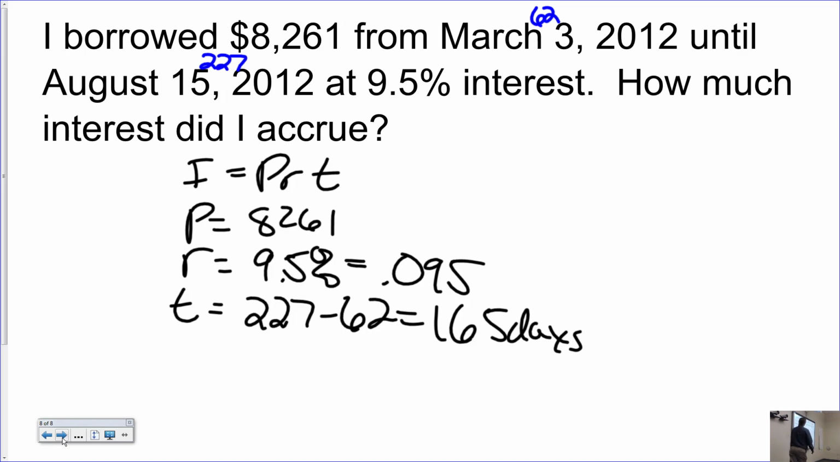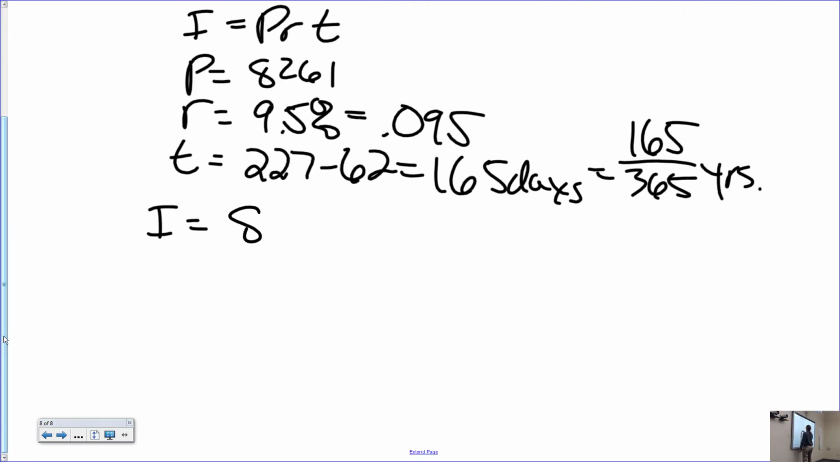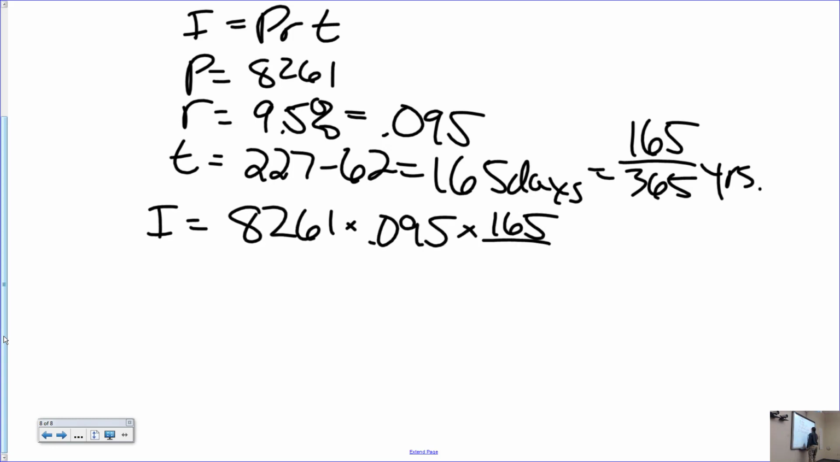How many years is that? 165 over 365. And since it doesn't say ordinary, folks, by default it's exact, right? The only time you use 360 is if you see that word ordinary. So since it's not there, 365, turn the crank. 82.61 times 0.095 times 165 365ths. How much interest do we wind up paying?